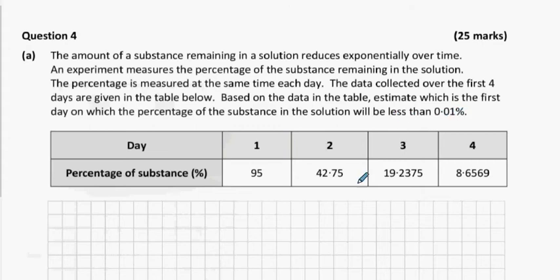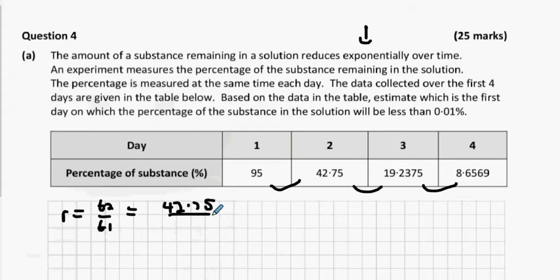Okay. So what we're going to do is try and find out an R value here, okay? We're trying to see what's going on. So when we divide, it looks like a geometric sequence, similar to exponential. So the R value could be T2 divided by T1, which ends up to be 42.75 divided by 95. What we get there is an R value of 9/20, or 0.45.